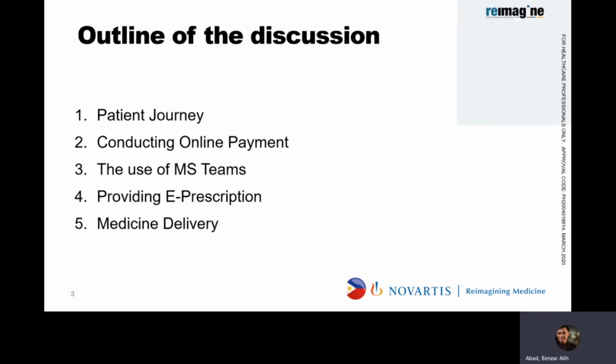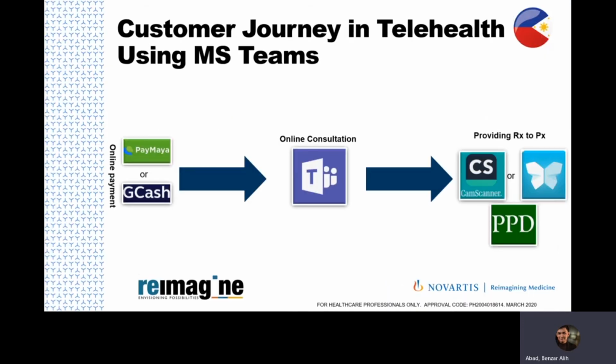When discussing MS Teams, we'll talk about the patient journey, conducting online payment, the use of MS Teams, providing e-prescription, and medicine delivery methods. Zooming in first with patient journey. For patient journey, there are different applications that are in silos with the MS Teams app that we will be using later on for online payment and for the provision of prescription. For online payment, we'll discuss the following: GCash and Paymaya. For the provision of prescription, later on, we will discuss the different scanners on the right.